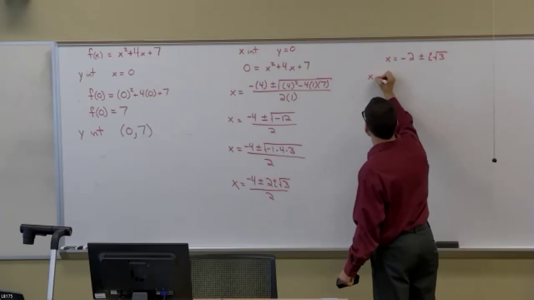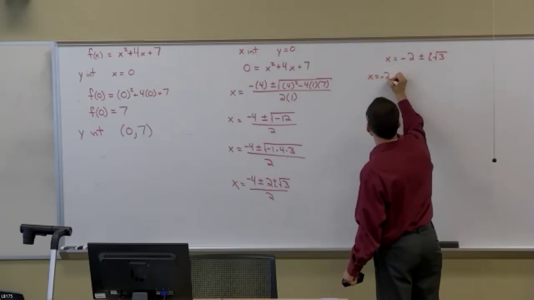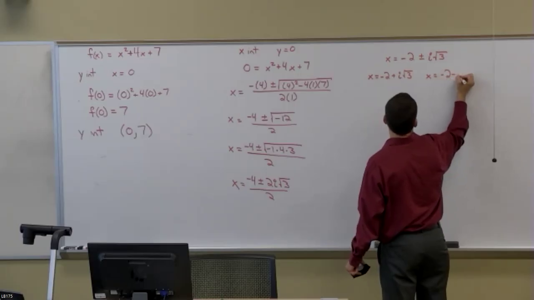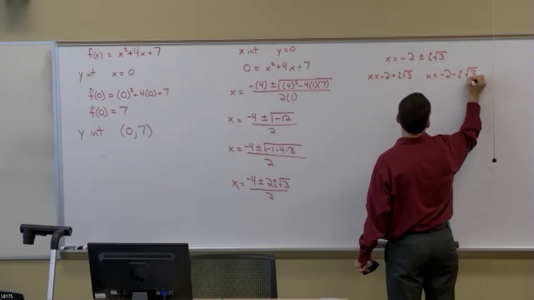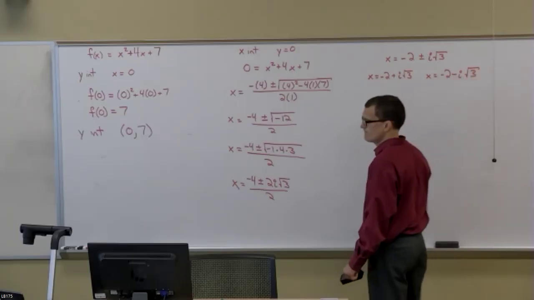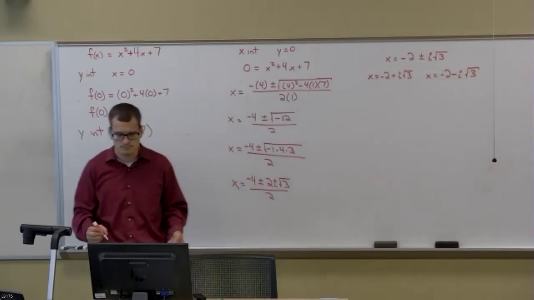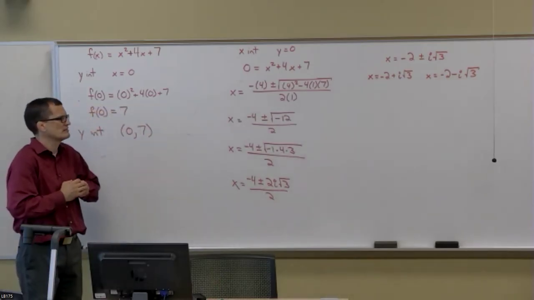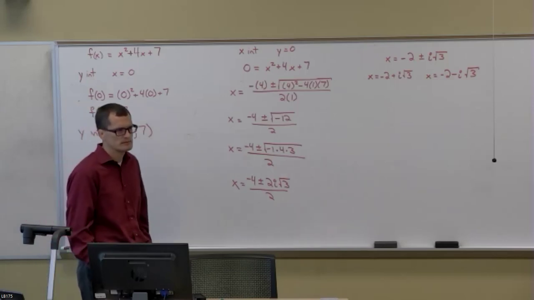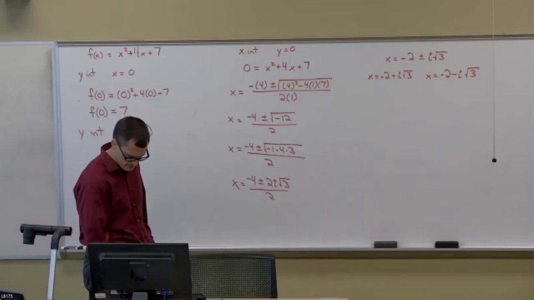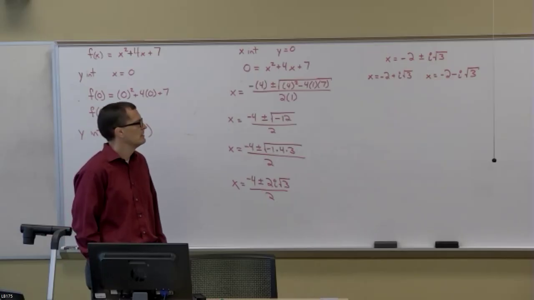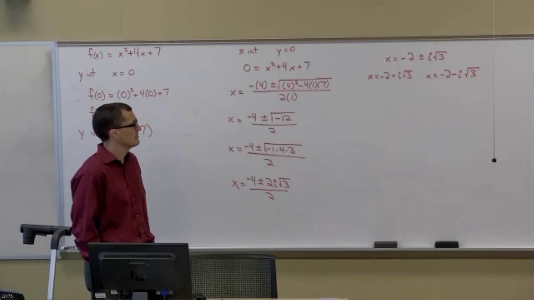So those are my two answers: -2 plus i times the square root of 3 and -2 minus i times the square root of 3. Here, the square root of 3 is a little over 1, roughly 1.73. But that's it. That's the whole thing.